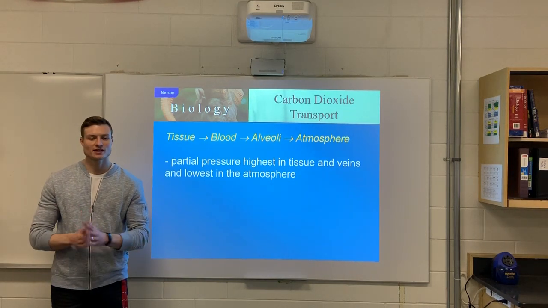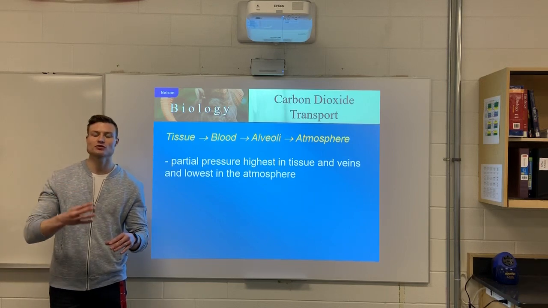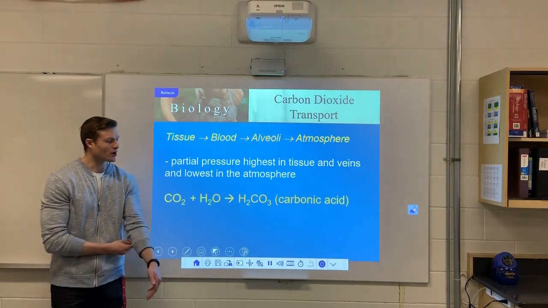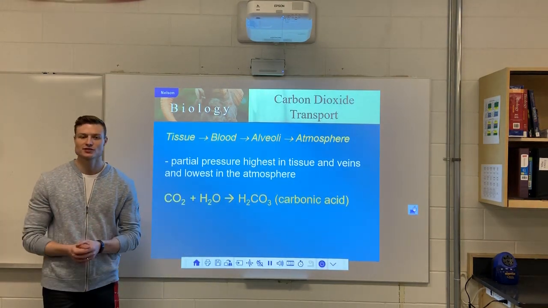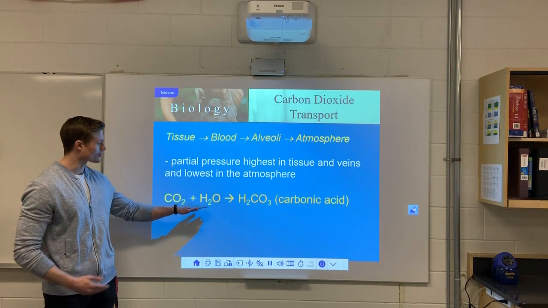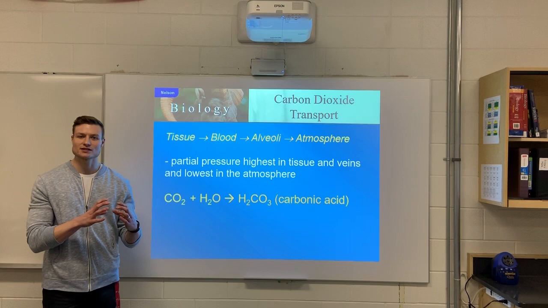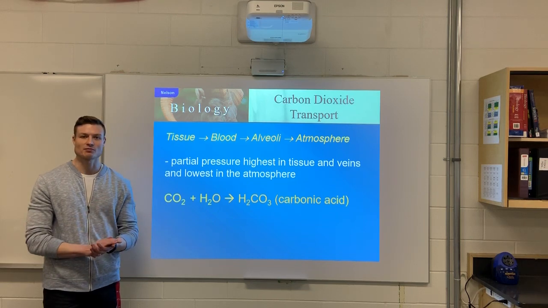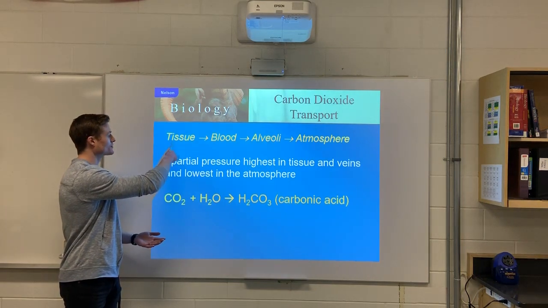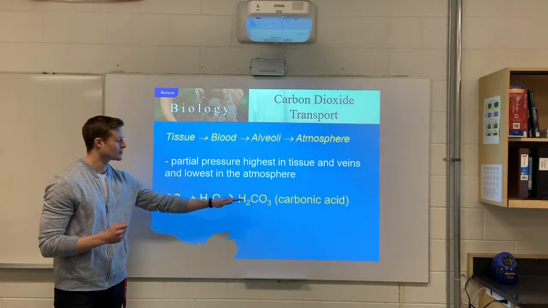So we need to maintain a low partial pressure of CO2 in the blood to allow for CO2 to continue to diffuse from your body tissues. And here's how that's done. Number one, some CO2 will diffuse into your blood, but the majority of it will actually combine with water to form a compound known as carbonic acid. By forming carbonic acid in your blood, you're keeping the partial pressure of CO2 low in the blood so it can continue to diffuse from the tissue into your blood. So most CO2 will just combine with water to form carbonic acid.